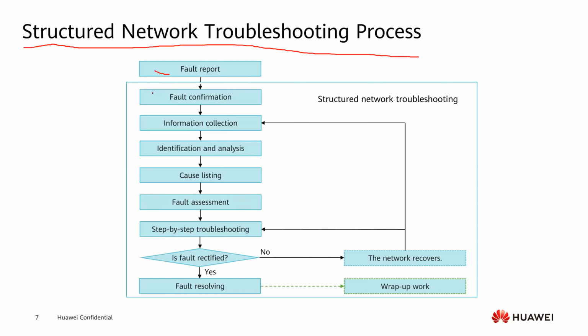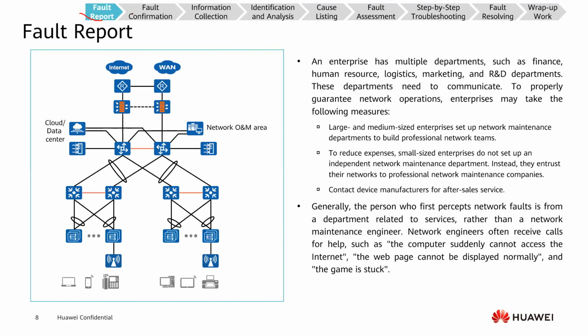It has these steps. Step one, report, first confirmation and information collection, identification and analysis. So we give the cause listing, and we do further assessment, and lastly step-by-step troubleshooting. We check whether the fault is rectified. At the last, we do some wrap-up work. Okay, we have listed all the procedures for troubleshooting theory.